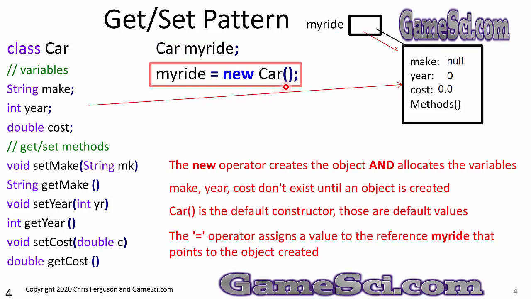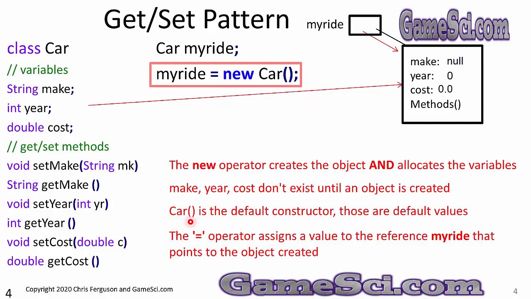myRide equals new Car. That new should be a big giant hint by now. That new is saying I want a new piece of memory to hold a car object. The new operator creates the object and allocates the variables. See, make, year, and cost? Those don't get created until we build an object, and there they are: make, year, and cost.